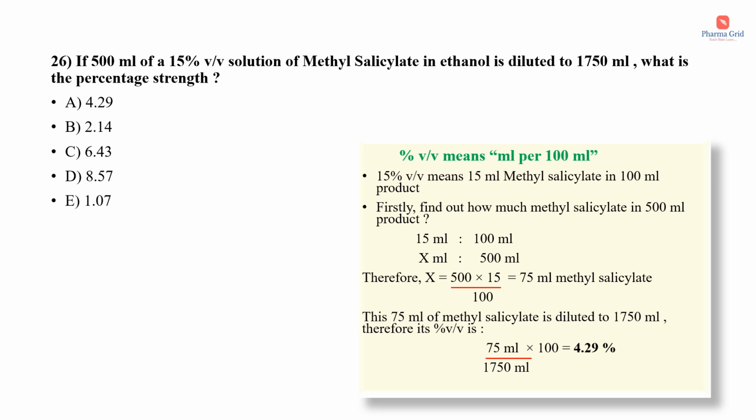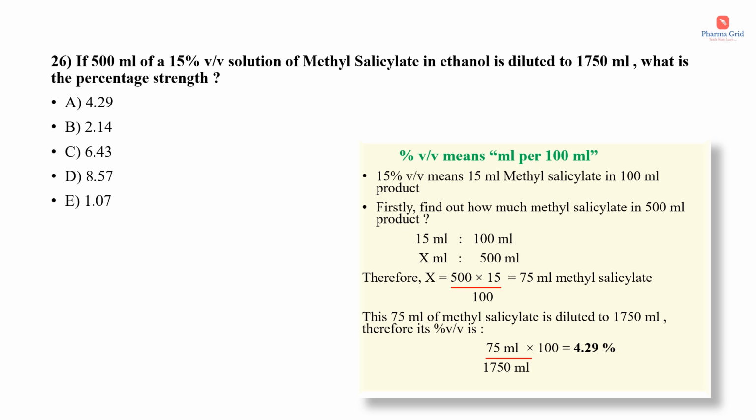Okay, so in this question we need to find out the percentage strength. In the question it is expressed as percentage volume by volume. Percentage volume by volume means ml per 100 ml. So 15% volume by volume will be 15 ml methyl salicylate present in 100 ml of the product. Firstly, we need to find out how much methyl salicylate is present in 500 ml of the product.